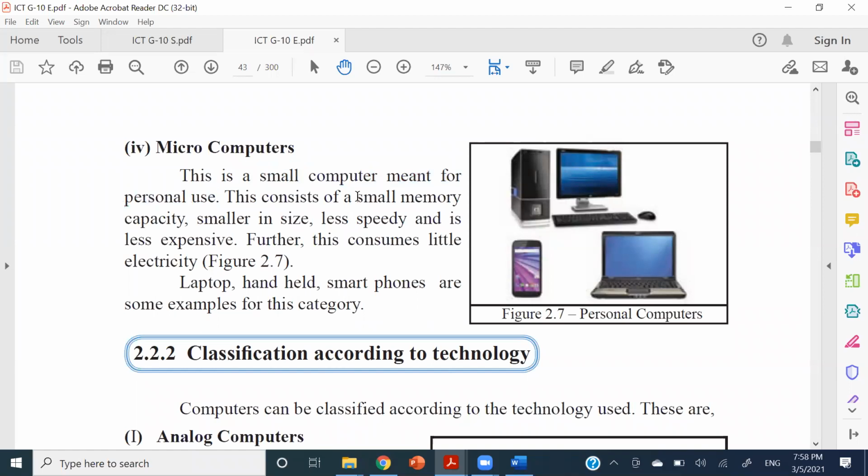And the second point, small memory capacity. Third point, smaller in size. Let me write down the points that were left out, that's all. Next point, smaller in size. After that, less speedy.